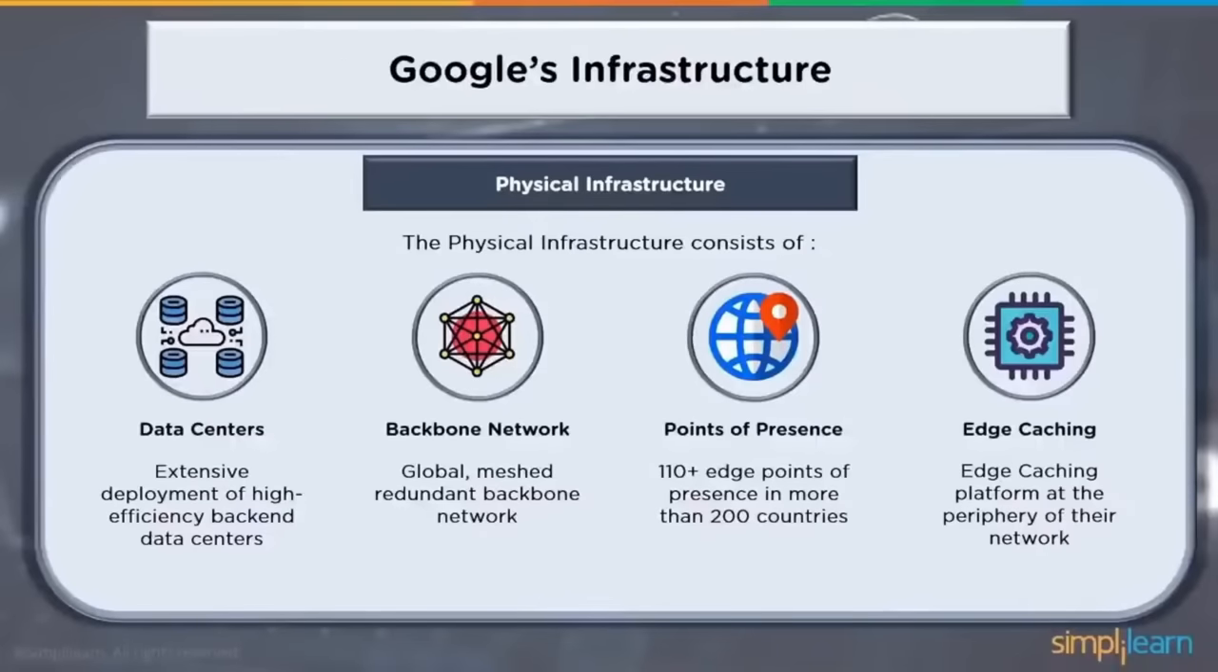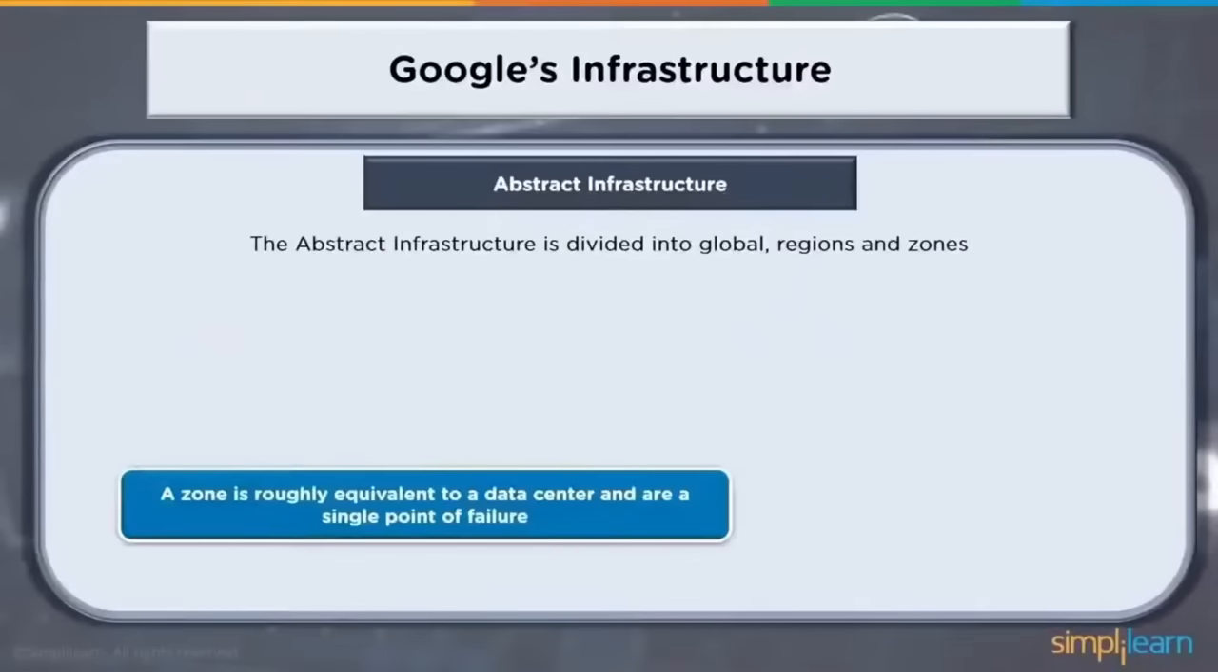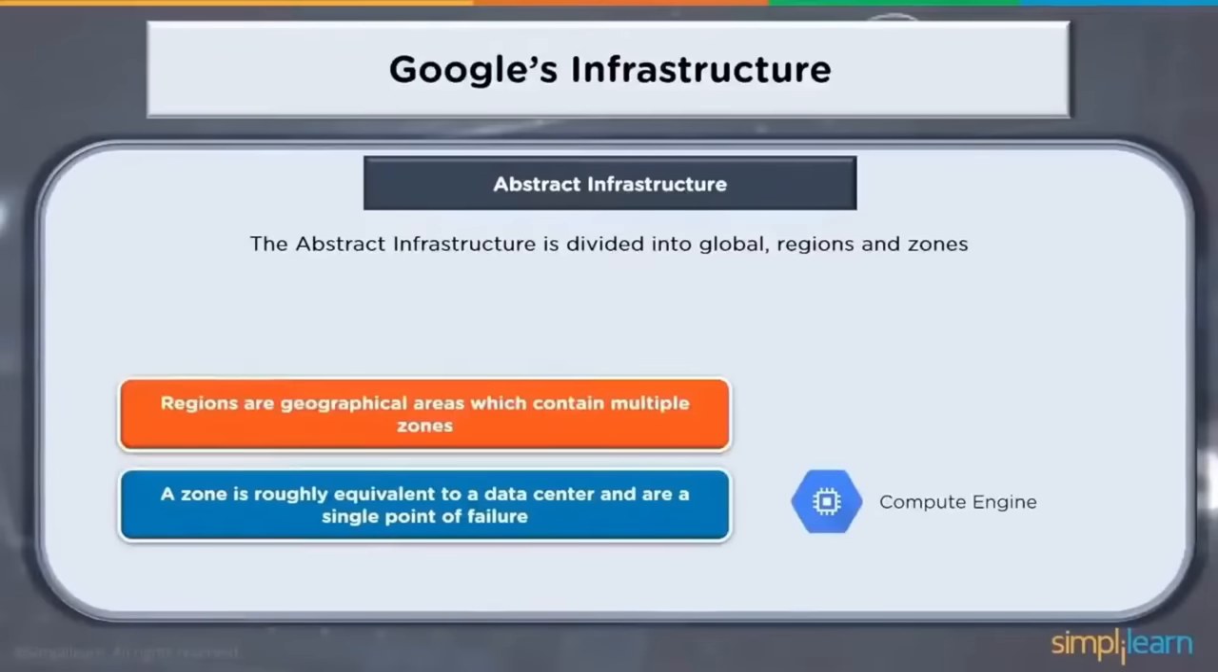Now there is much more to it than just these four points. When we talk about abstract infrastructure, that is divided into global, regions, and zones. A zone is roughly equivalent to a data center and a single point of failure. So you could have your compute engine within a zone, or you could say compute engine is a zonal resource. You have regions, which are geographical areas that contain multiple zones.